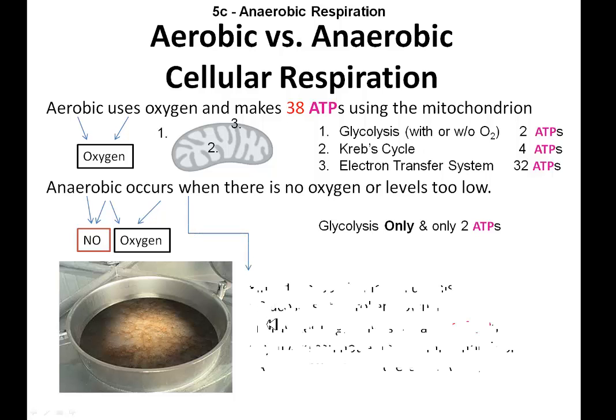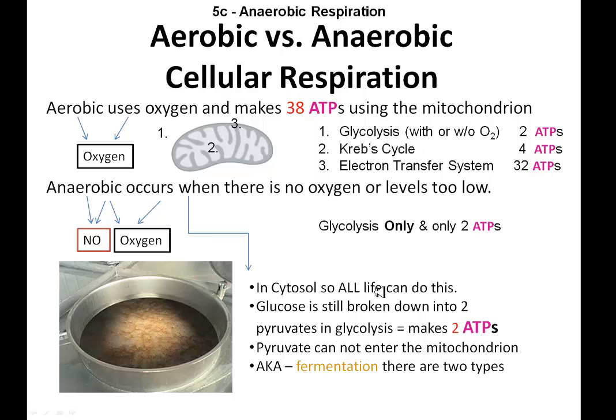which you can make bread and all kinds of yummy things. So in the cytosol, which all life has, you can take glucose, and regardless of whether or not you have oxygen or not, you can break that into, with glycolysis, break it into 2 pyruvates. This can make 2 ATPs. The pyruvate can't enter mitochondria because you don't have it, like this yeast. So what we get is we get what's called fermentation, and we can have 2 different types of fermentation.